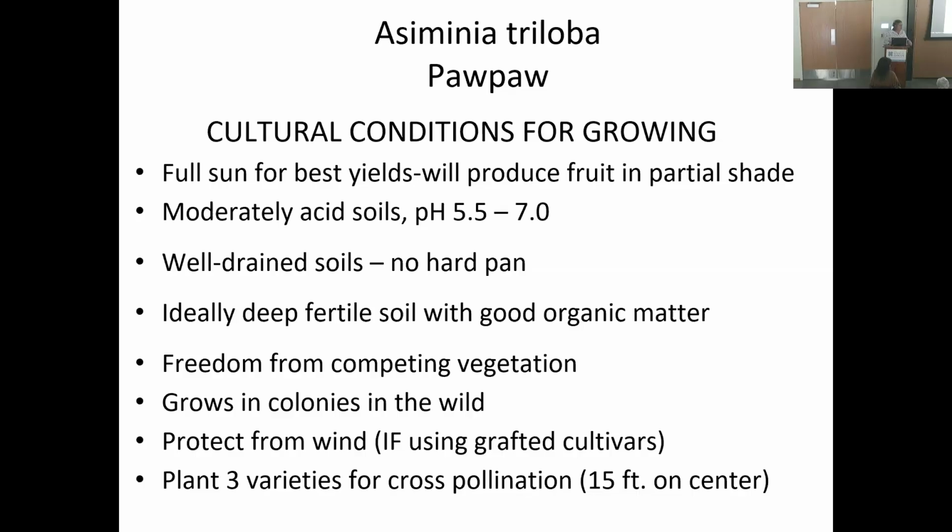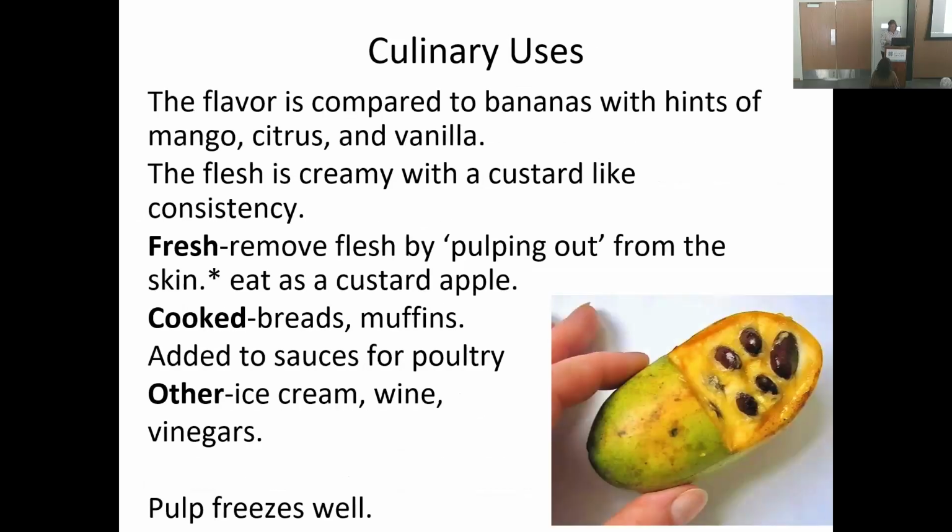This plant's kind of interesting. It does have male and female flower parts on the flower, but they ripen at different times. And so you need to have 3 distinct varieties for good cross-pollination.